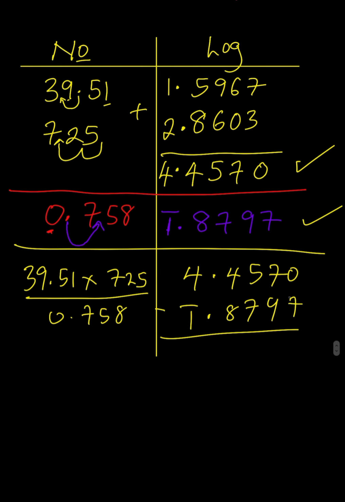Now 0 minus 7 cannot go. You borrow 1. When you borrow 1, this is now 6, this is 10. 10 minus 7 is 3. 6 cannot minus 9. You borrow. Here is now 4. This is now 16. 16 minus 9 is 7. 4 cannot minus 7. You borrow. Here is now 3. This is 14. 14 minus 7 is 7. 3 cannot minus 8. You borrow. Here is now 3. This is 13. 13 minus 8 will give us 5.